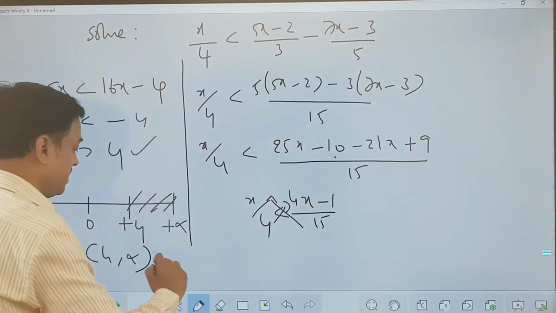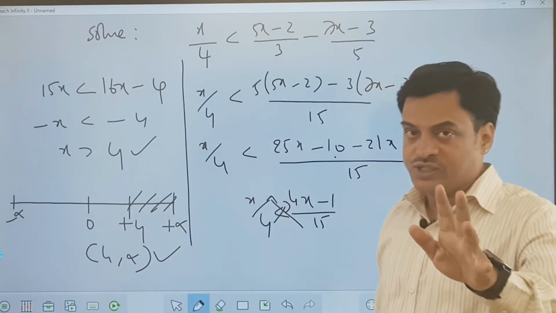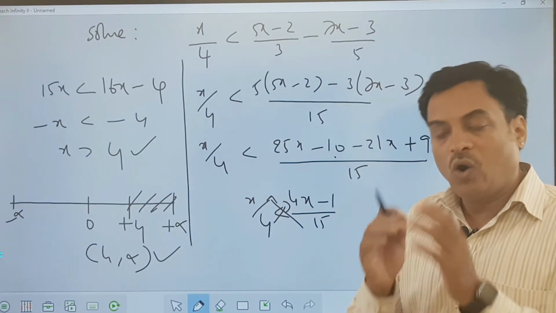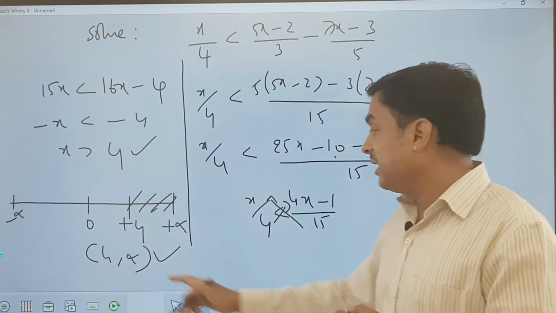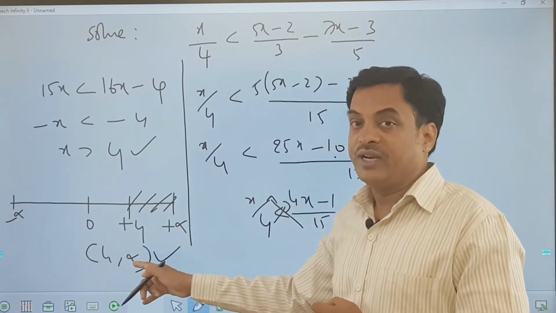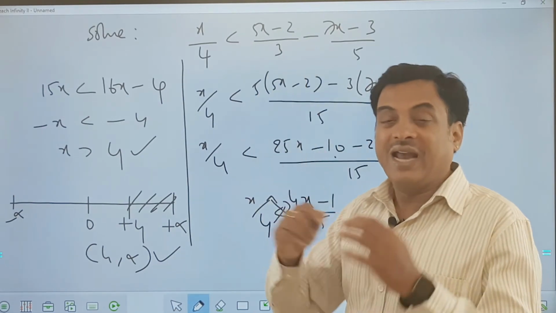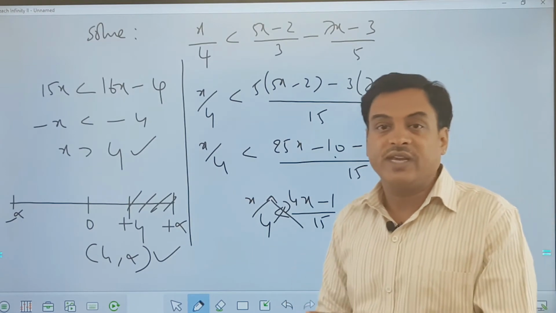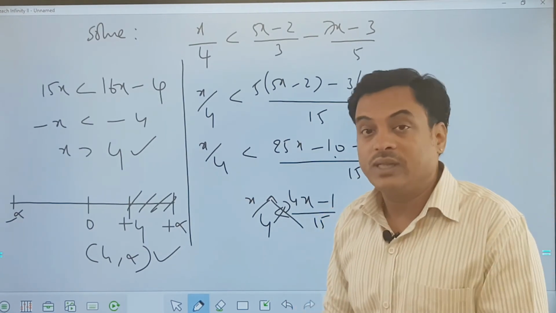So either this or this can satisfy the condition. See, please understand, whenever you want to cross check your answer, if you have options, always do cross checking. That will be much easier than solving all these things. Like here I got my option 4 to infinity. So you can take a number like 5, apply 5 in every place of x and cross check whether this inequality is satisfied or not. So that is the alternative method you can use while doing this question.